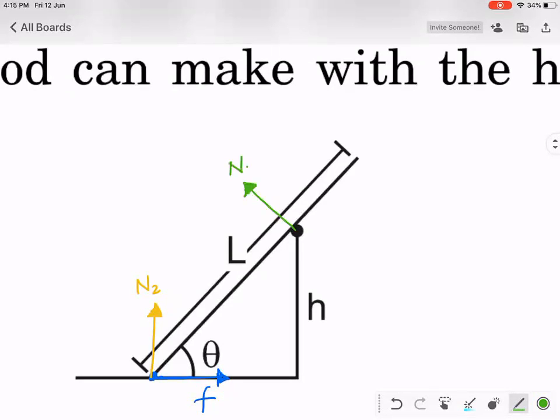Did you understand? In this direction, normal reaction will be acting perpendicular. Now let's make two components of normal reaction, one here and the other here. So if this is theta, this is 90 minus theta, and this is also theta. This is 90 minus theta and this is theta. So you will get N1 cos theta here, and you'll get N2 sin theta here. Am I right?